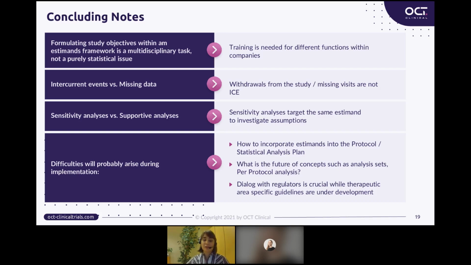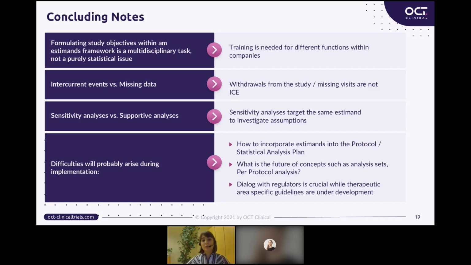The addendum to E9 also discusses the importance of sensitivity analyses. They should target the same estimand but vary in the underlying assumptions of the statistical model. Supplementary analyses include all other investigations that can target different estimands. The addendum has been already adopted by the EMA, and active implementation phase has already started.